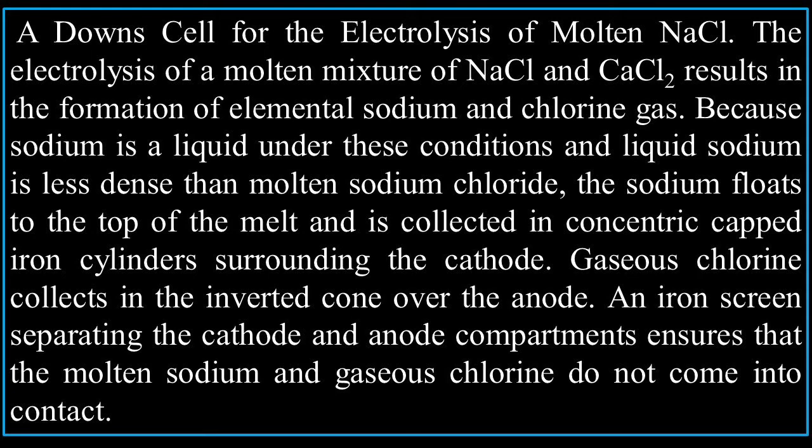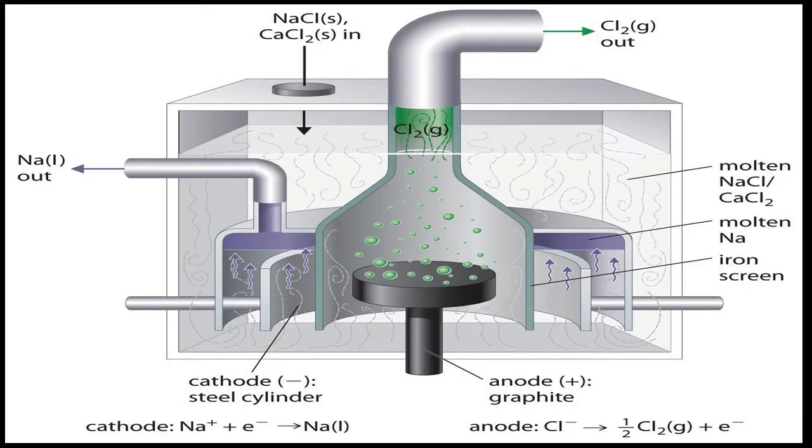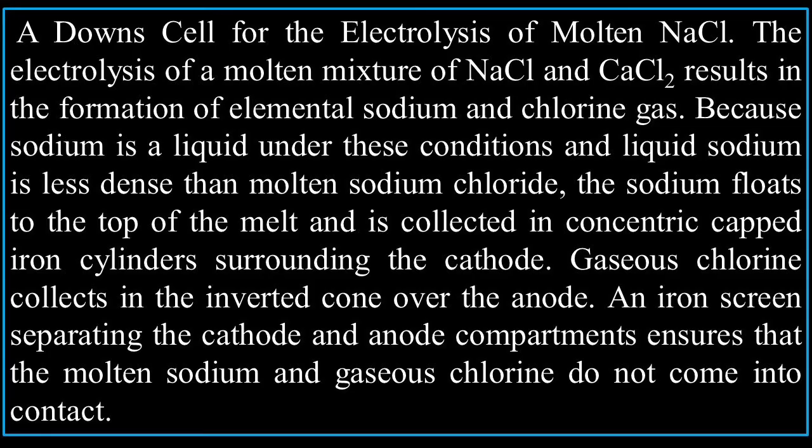A Downs cell for the electrolysis of molten sodium chloride or molten calcium chloride. The electrolysis of a molten mixture of sodium chloride and calcium chloride results in the formation of elemental sodium and chlorine gas. Because sodium is a liquid under these conditions and liquid sodium is less dense than molten sodium chloride, here you can see the molten material. On the right, it says molten sodium chloride, calcium chloride, and it's pointing to that. On the top is where you put it all in.